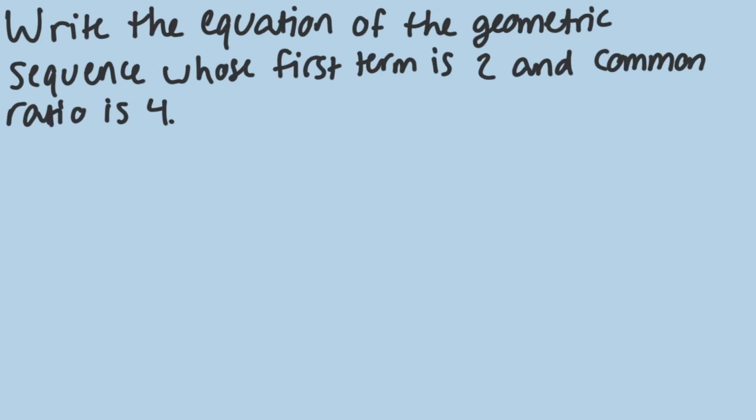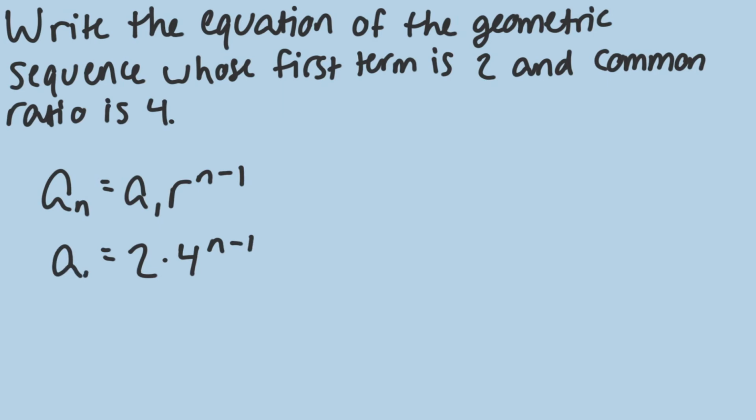Looking at an example, write the equation of the geometric sequence whose first term is 2 and common ratio is 4. With that general formula, the first term is 2, so a sub 1 is 2, times the common ratio, which is 4. And then just be careful because we cannot multiply those two. We can't do 2 times 4 because 4 has an exponent to it. So this is as simplified as we can get it.